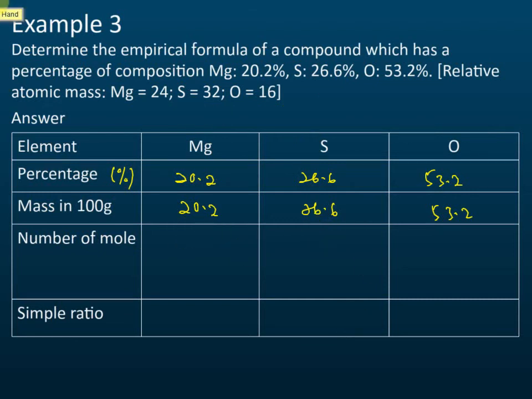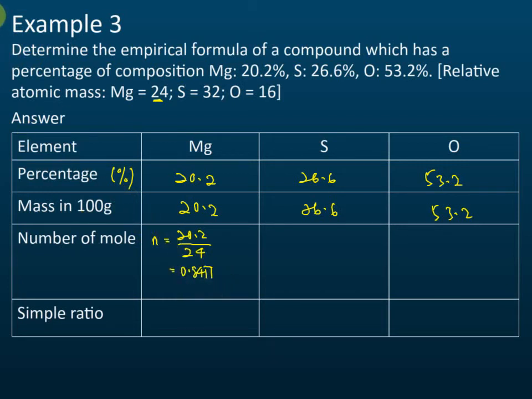Okay, now after we have this mass, then we can find the number of mole, right? The number of mole is equal to the mass, 20.2, divided by the molar mass. The molar mass is always equal to the relative atomic mass. Okay, for magnesium it's 24. What's the number of mole of magnesium? 0.8417.